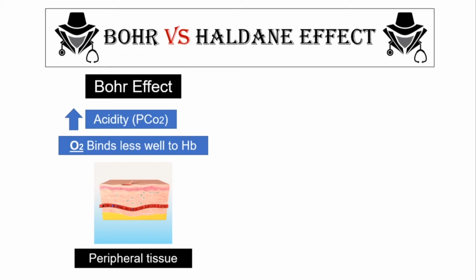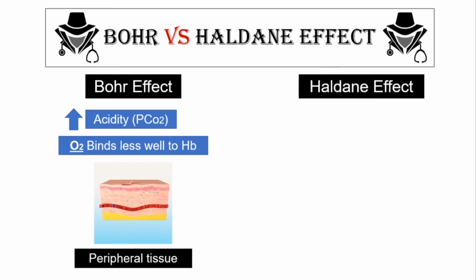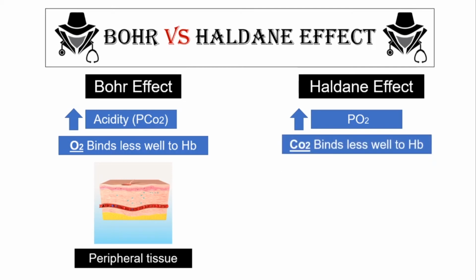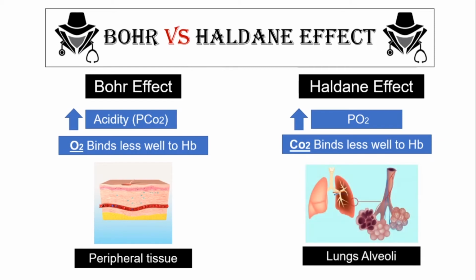On the other hand, the Haldane effect states that in response to increased oxygen levels, CO2 will bind less to the hemoglobin. So for the Haldane effect, again, it's explaining what happens in the lung alveoli. In the alveoli, we have a lot of oxygen. That's why hemoglobin will respond to it by binding less to CO2, releasing CO2, and getting the oxygen.